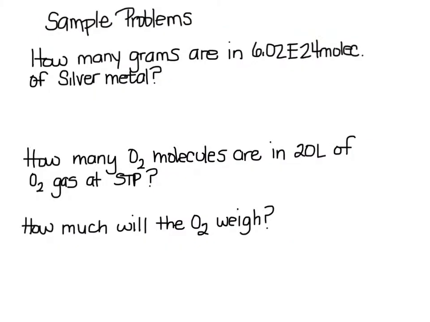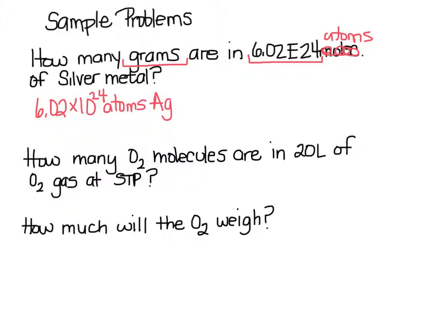So to wrap it up, I put 3 sample problems here. These are multi-step problems. So take a look at our first one. How many grams are there in 6.02 times 10 to the 24th atoms of silver metal? It says molecules, it should say atoms actually. So we start with what we're given. We have 6.02 times 10 to the 24th atoms of silver.